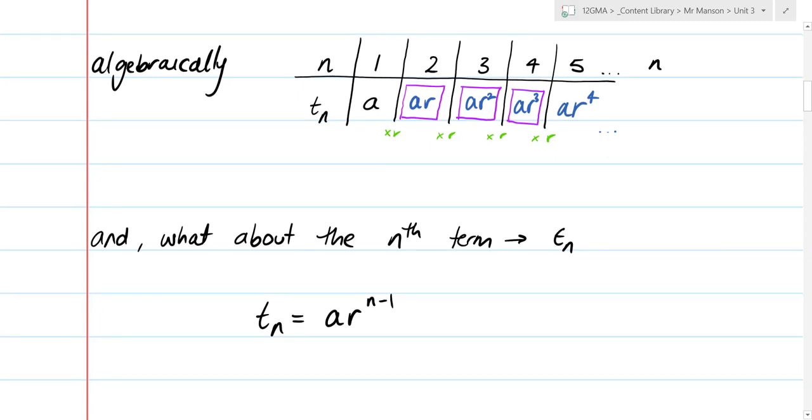That's really the thing that you need to know from today. And the rest of today's lesson is going to be about just applying that knowledge. That's the nth term. That's also on your formula sheet.